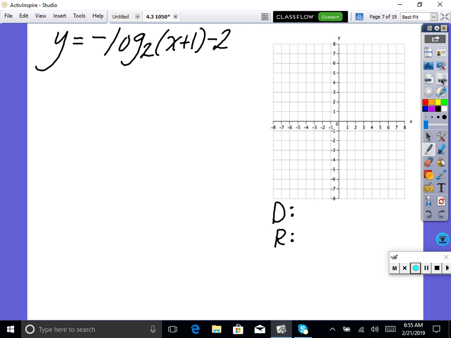Okay, so now we're going to add in a shift. Everybody, you got to listen really carefully to this part. So we have y is equal to negative log to the base 2 of x plus 1 minus 2. What we're going to do is get the parent function's points, then shift the logarithm. So now, looking at this, what would be the parent function of this function here? Just log base 2 of x without all the shifts.